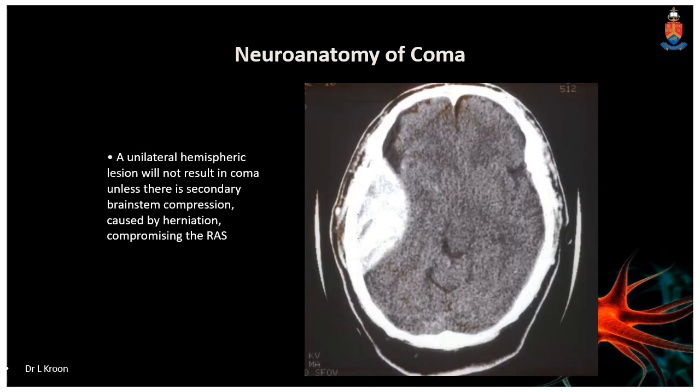So a unilateral hemispheric lesion, such as seen in this patient with an epidural hematoma, will not result in coma unless there is secondary brainstem compression caused by herniation down into the reticular activating system, or mass effect causing impairment of the opposite hemisphere. This lesion will result in a decrease in consciousness, and as the lesion grows, potential mass effect on the brainstem or contralateral hemisphere. You need one or the other to have a significant decrease in level of consciousness.